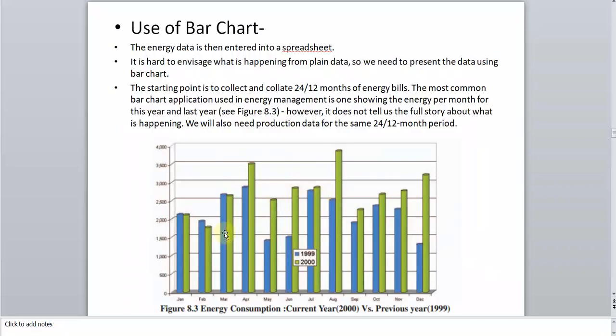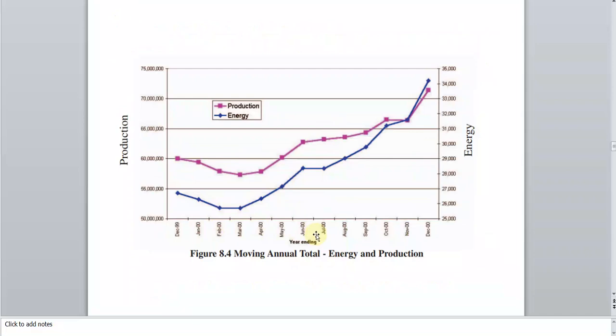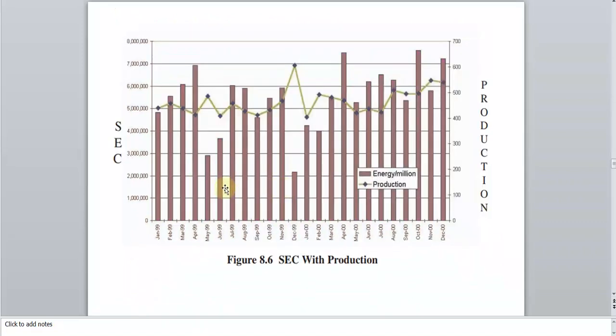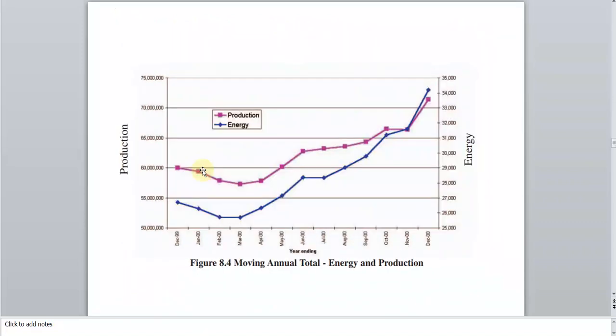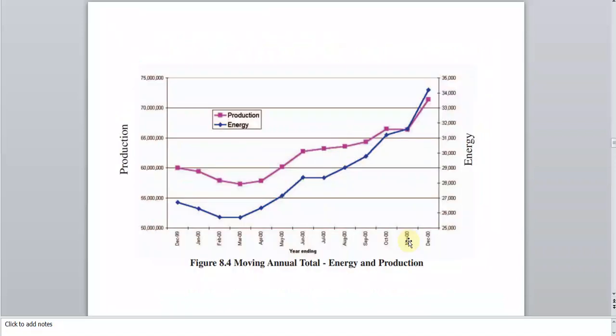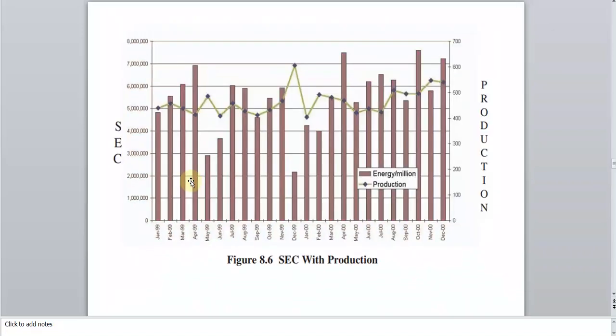So firstly what we have to do: energy consumption data, then comparison of energy consumption with production, then we have to find out the specific energy consumption data and the graph, and then we have to find the combination of both. We have to combine specific energy consumption with the production data.